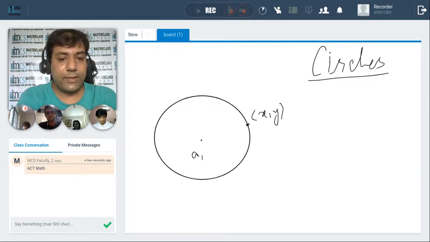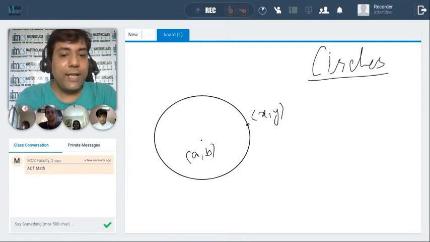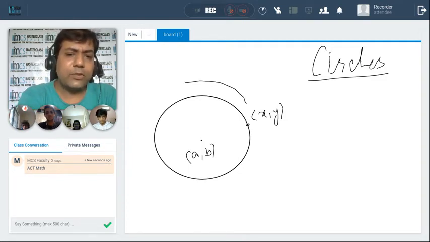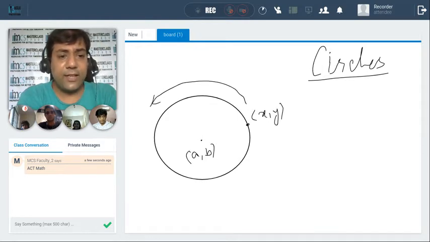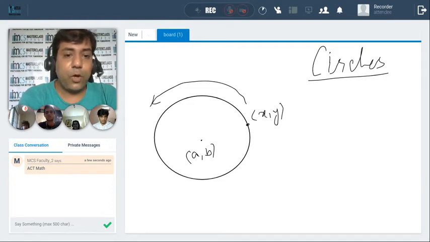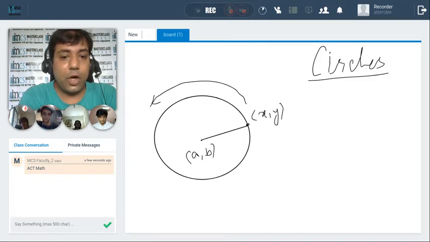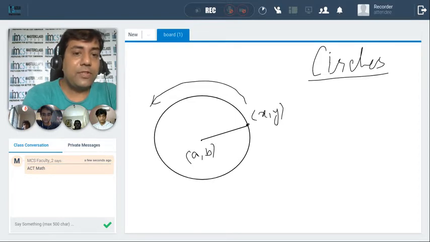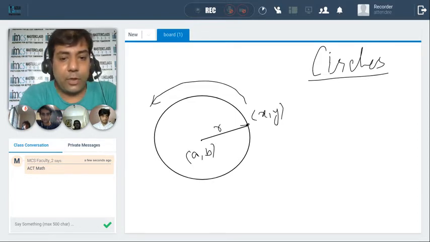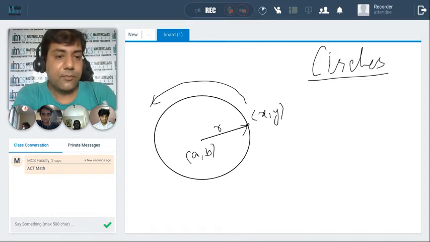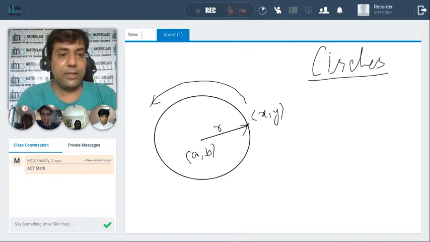Okay? So for example, A comma B. This point x, y is going to move, going to travel in such a way so that its distance from A, B will always remain constant. So the locus which will be obtained, that will be called a circle. Is that okay, guys? Obviously, you can imagine.